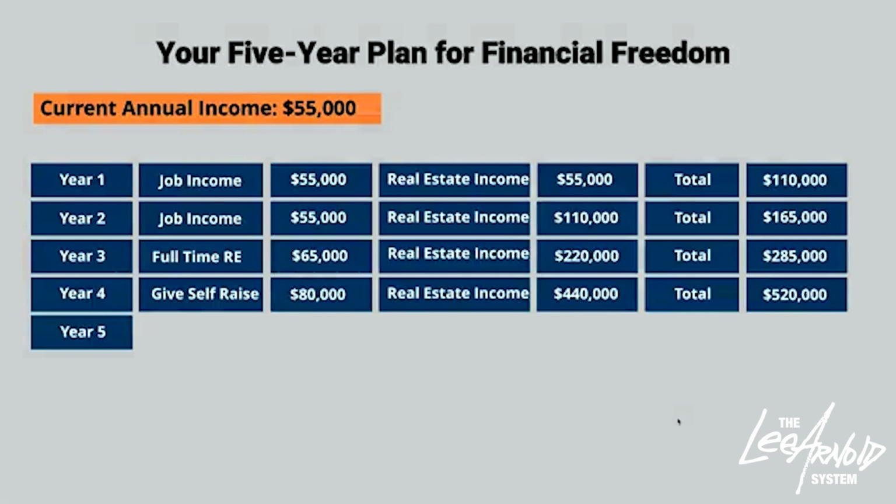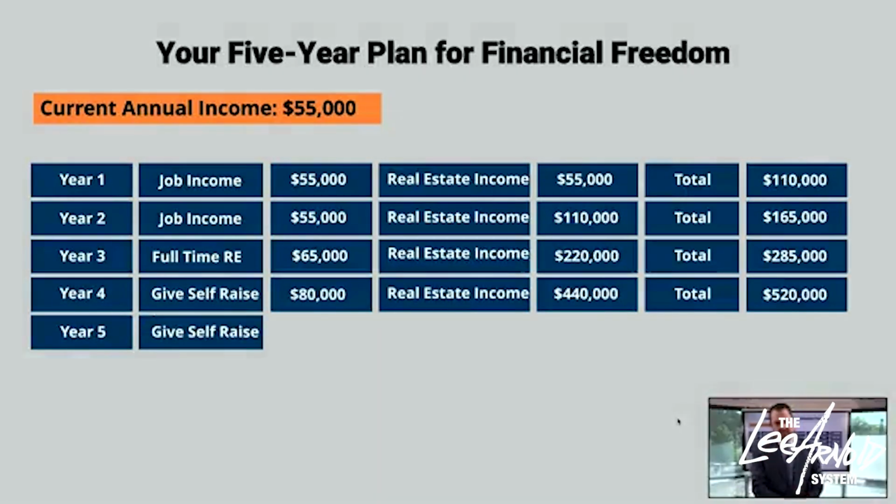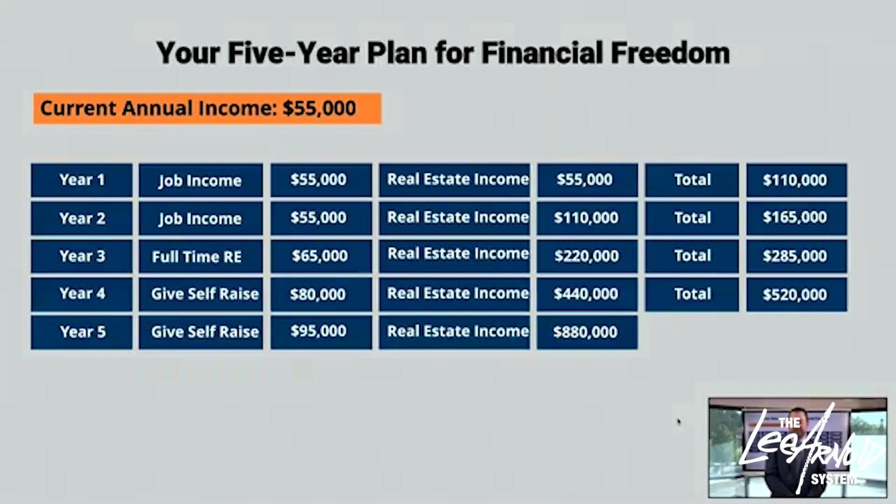Now here's the 5th year. Here's where it gets really exciting. Year 5, you get another raise. Now you're making $95,000 a year, but I need you to outperform what you did last year. I need you to double it again. So this year you're going to do $880,000 in income, which means your 5th year, your efforts will produce $975,000 in revenue.